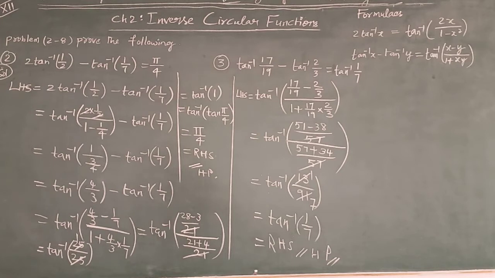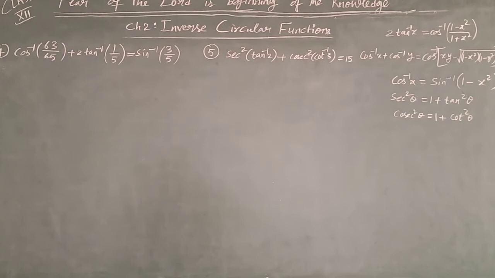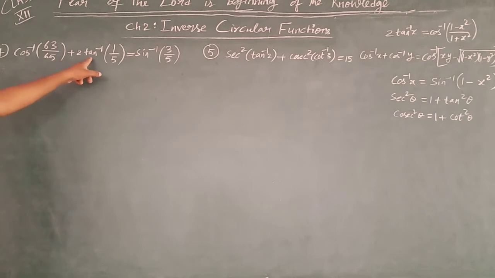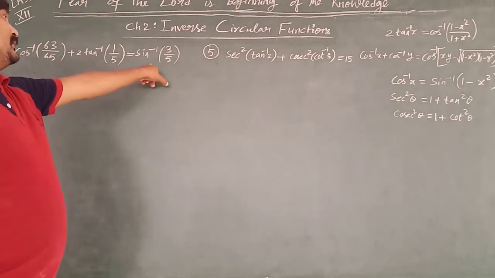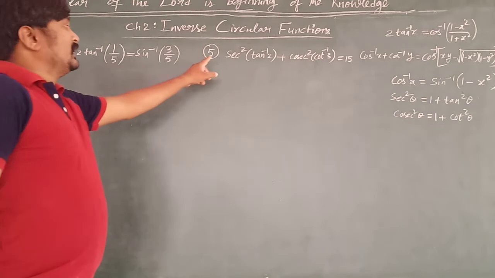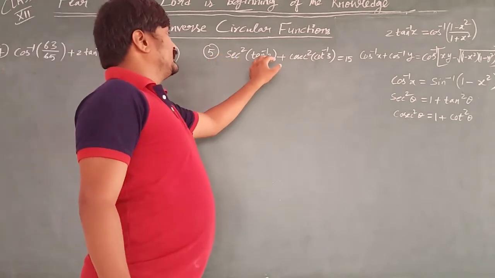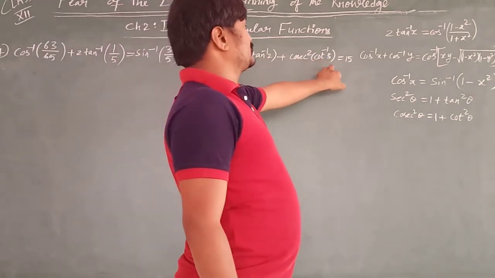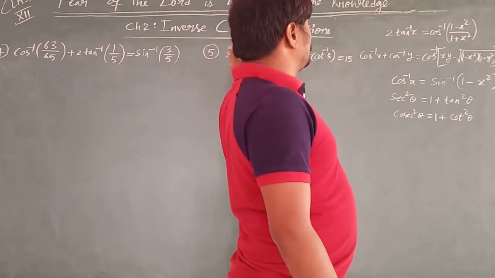Let's move on to the fourth and fifth problem. Alright, let's move on to the next two problems. The fourth one: cos inverse 63 upon 65 plus 2 tan inverse 1 upon 5 is equal to sin inverse 3 upon 5, we need to prove. And the fifth one: secant square tan inverse 2 plus cosecant square cot inverse 3 is equal to 15. These two we need to prove.